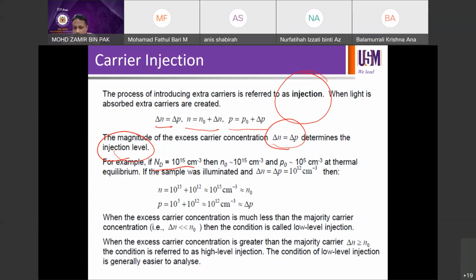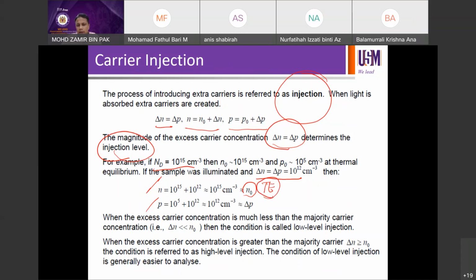So if the sample was illuminated and your delta N, delta P equal 10 to the 12, for example, then we go back to the very same discussion on the previous page, right? 10 to the 15 plus 10 to the 12 is equal to 10 to the 15 or close to. We can approximate your N to be equal to N naught, which means your excess carriers in this case barely change your thermal equilibrium electron concentration, right? Because naught here is the thermal equilibrium condition. That is why I keep stressing the meaning of your subscript naught, right?